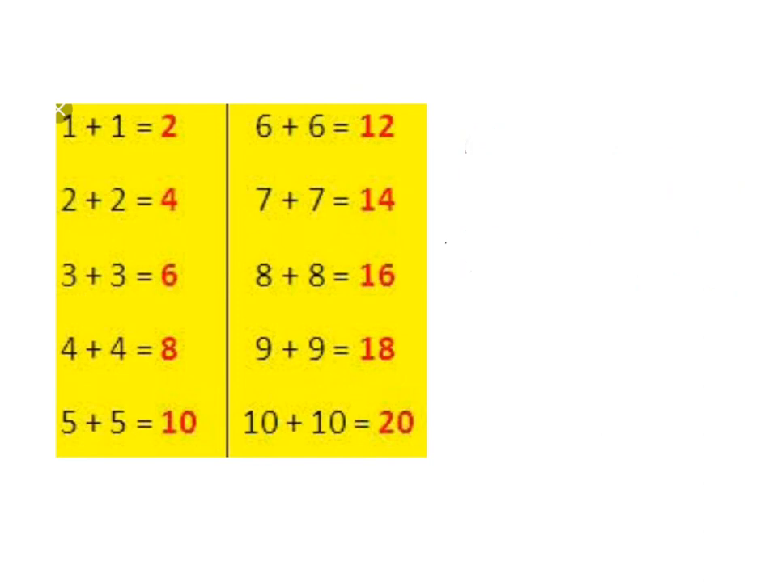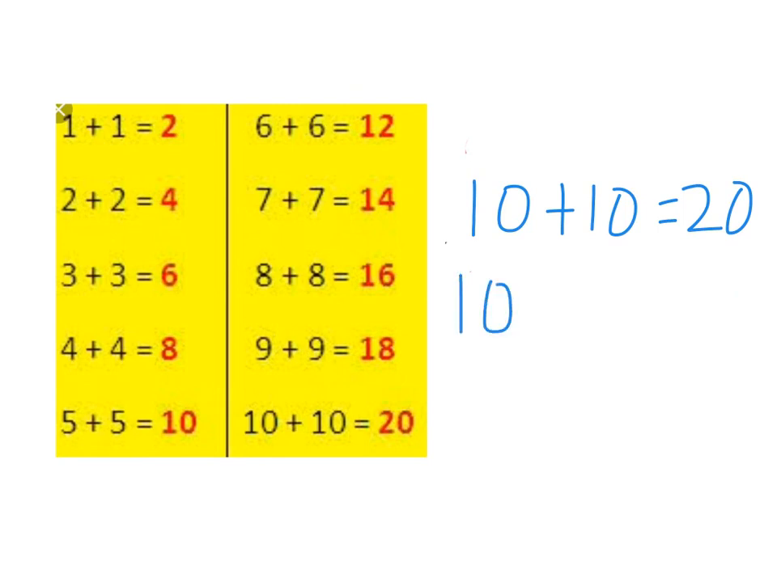Let's look at another example. If I know that 10 plus 10 equals 20, then I can use that to work out a problem like 10 plus 9 will equal 19, because this 9 is one less than the 10, so my answer is going to be one less than the 20.